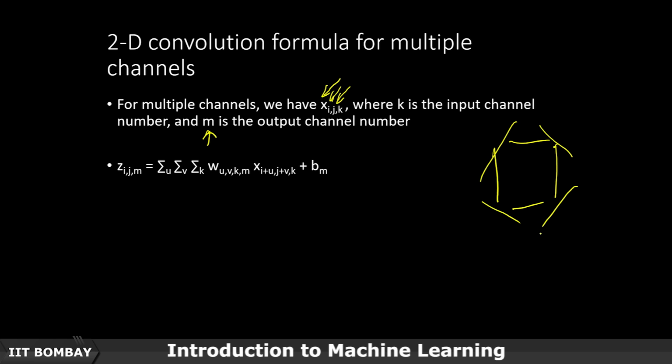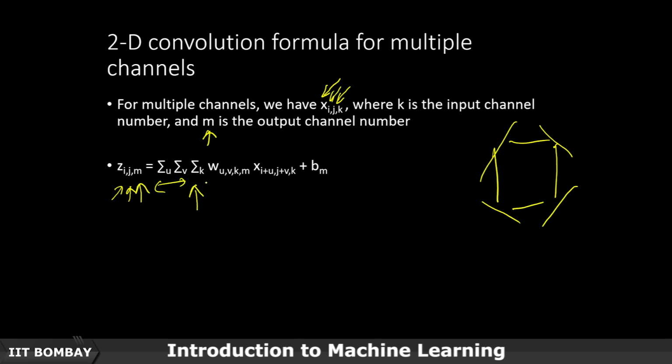So the output will also be multidimensional for each location of the input. The way this will work is that we will have the mth channel for the output also, at the ith location and jth location, ith row and jth column. And for that we will run a sum over the size of the filter as well as the number of input channels, which is k.